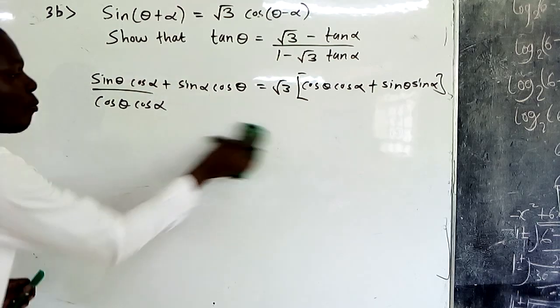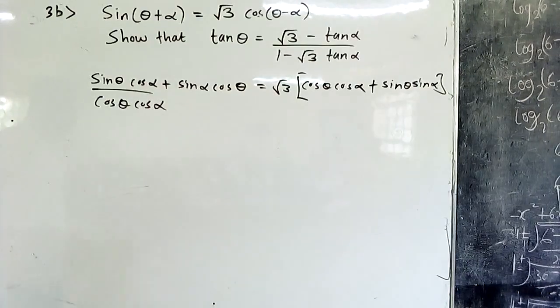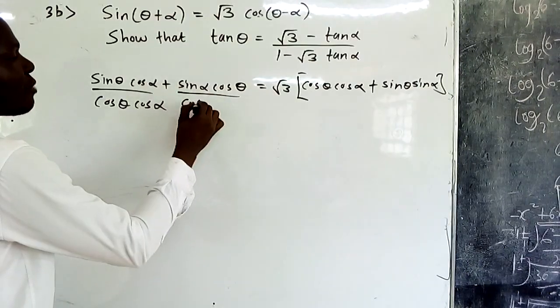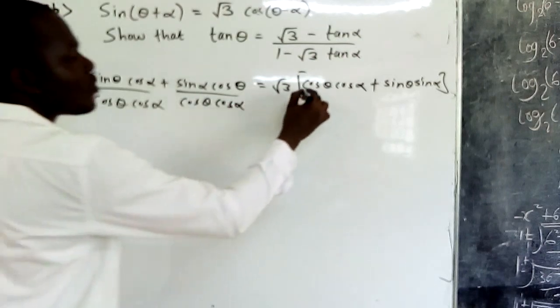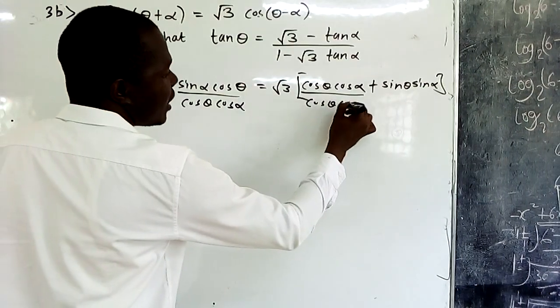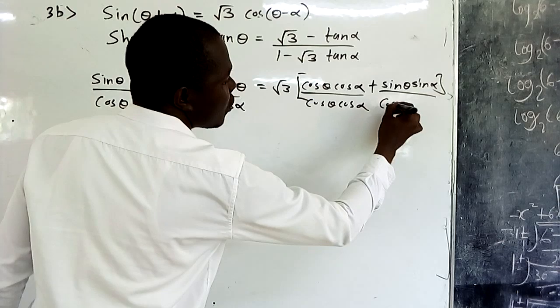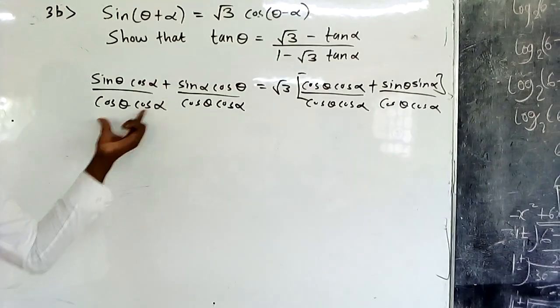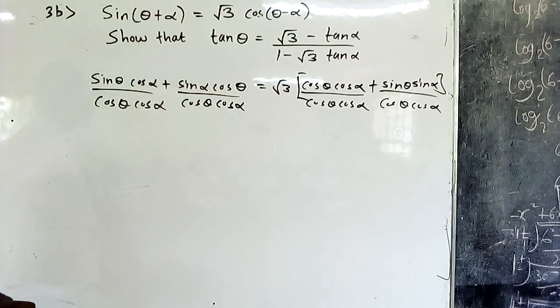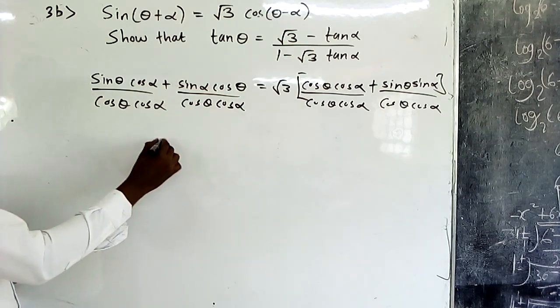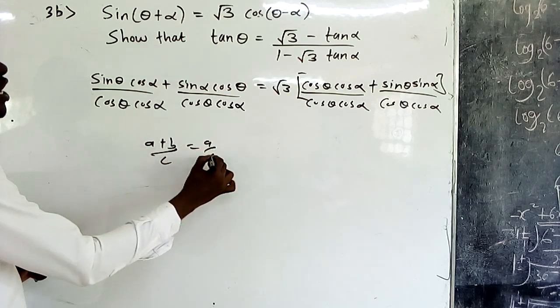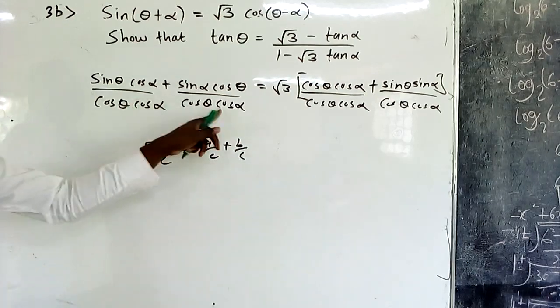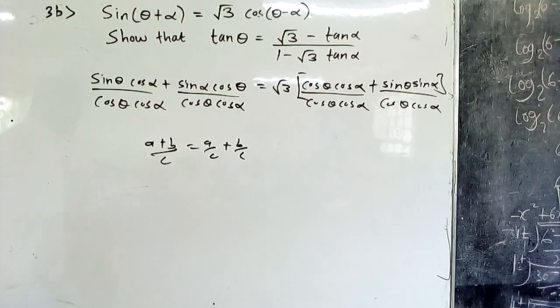So you divide both sides of the equation by cos θ cos α. Can you divide both sides of the equation by cos θ cos α? Cos θ cos α, cos θ cos α. You divide both sides of the equation. Remember, I'm putting this because it is a common denominator, isn't it? A common denominator. When you have a plus b over c, that is a over c plus b over c. So that is a common denominator. So from here, let us start.